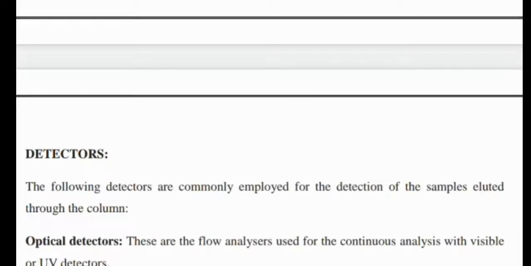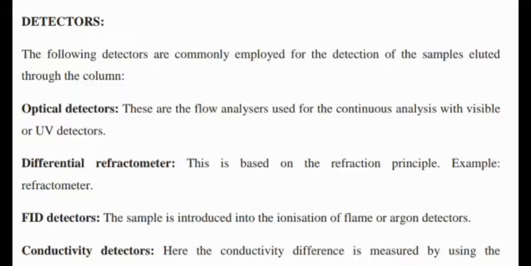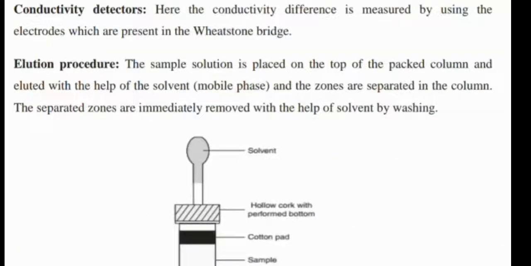Further, we have the detectors, which are employed for the detection of the samples eluted through the columns, and their types are optical detectors. There are flow analyzers used for continuous analysis with visible or UV detectors. Differential refractometers are based on the refraction principle. FID detectors: the sample is introduced into the ionization of the flame. Conductivity detectors: here the conductivity difference is measured by using electrodes present in a Wheatstone bridge.